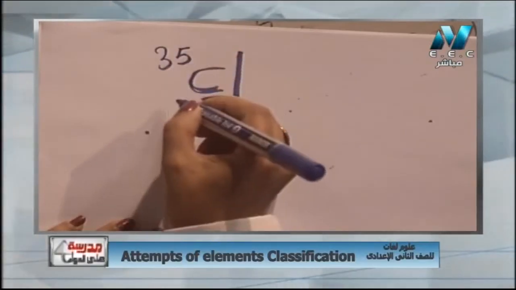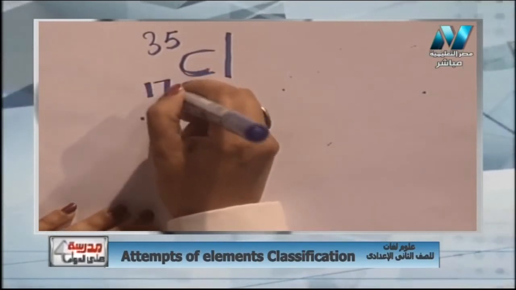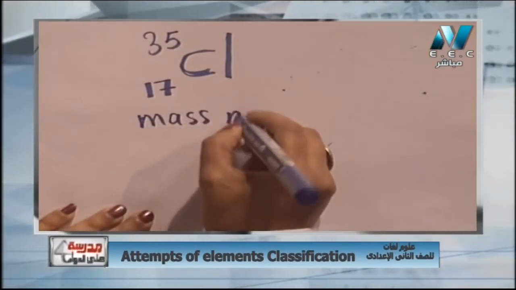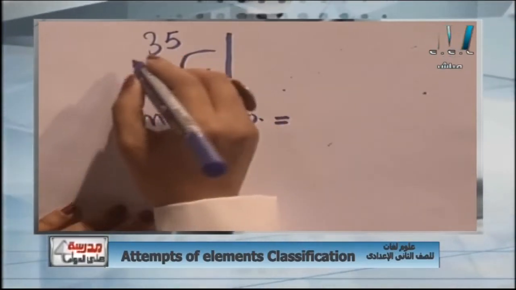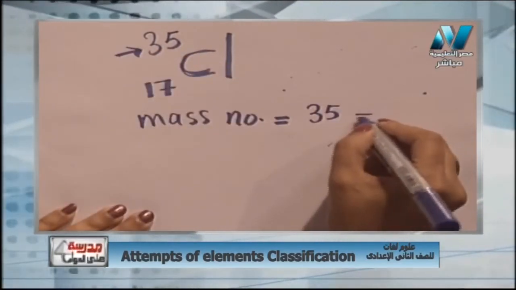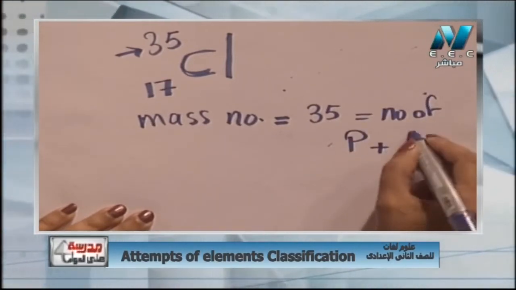Okay, let's draw the mass number and atomic number for an element. For example, we have chlorine. The symbol of chlorine is Cl, 35, 17. This number is called the mass number, which is equal to 35. Number of what? Protons and neutrons.